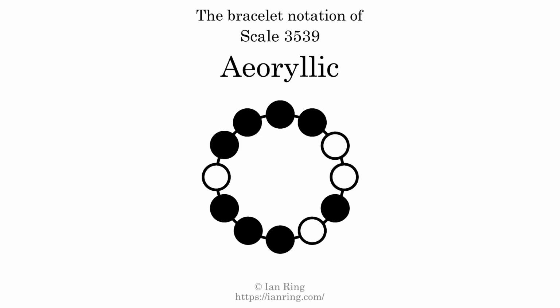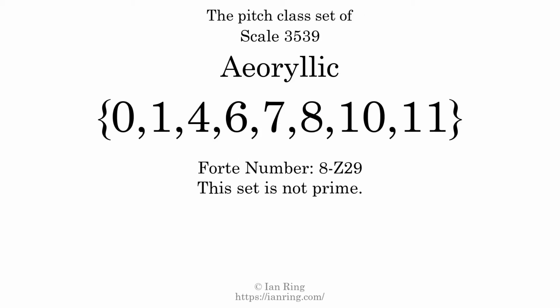This is a bracelet notation diagram of scale 3539. The shaded circles represent tones that appear in the scale, and they are read clockwise, starting at the top. The pitch class set for this scale is 0, 1, 4, 6, 7, 8, 10, 11. The forte class is 8Z29. This set is not prime.